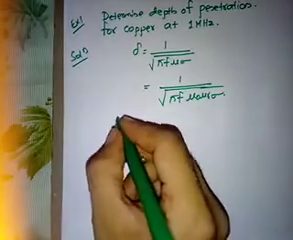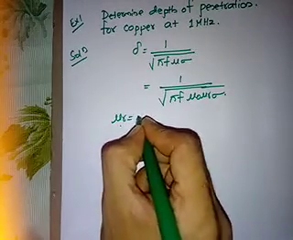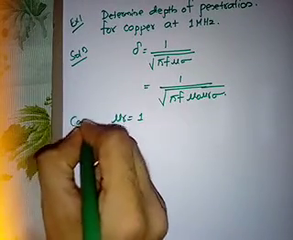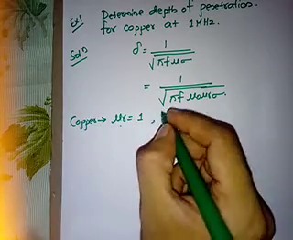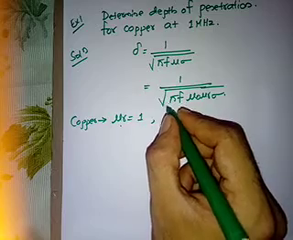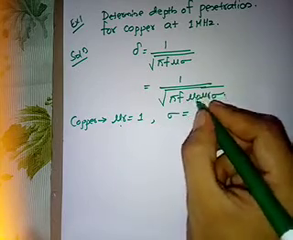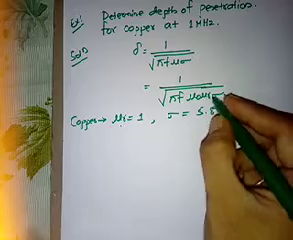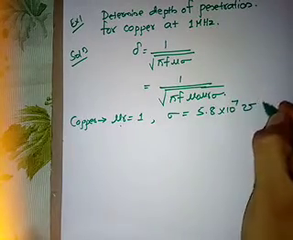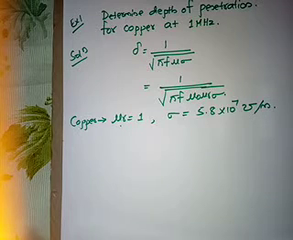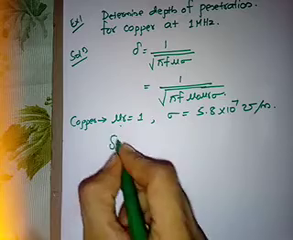Okay, so for copper we have mu r is equal to 1, and the conductivity sigma for copper is 5.8 into 10 raised to 7 mho per meter. Right, so just remember these values. For copper, mu r is equal to 1 and conductivity sigma is 5.8 into 10 raised to 7 mho per meter. So substitute all these values in this equation for delta.